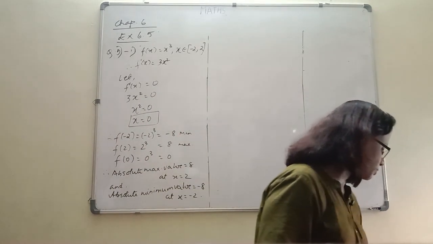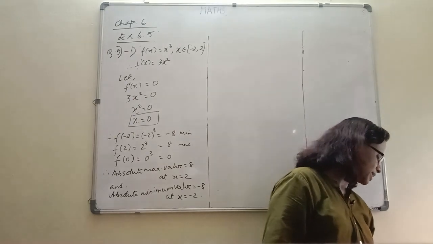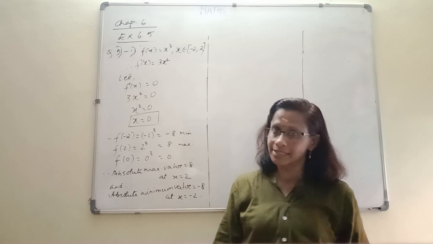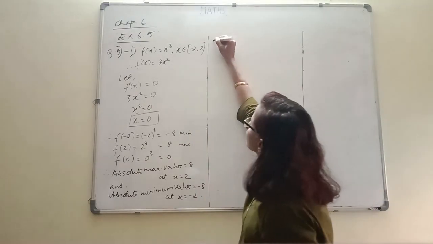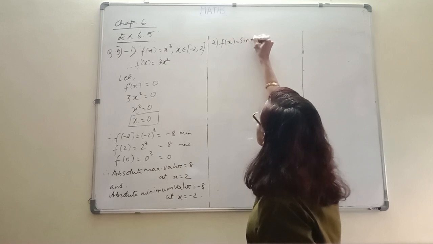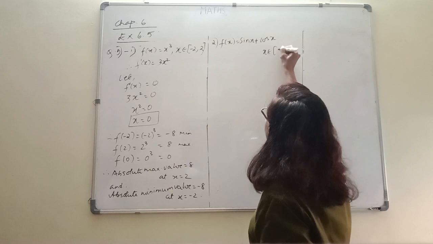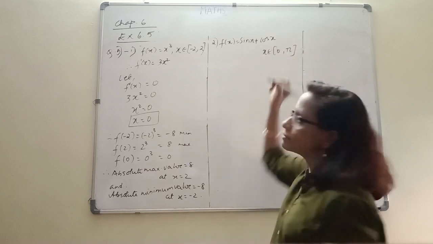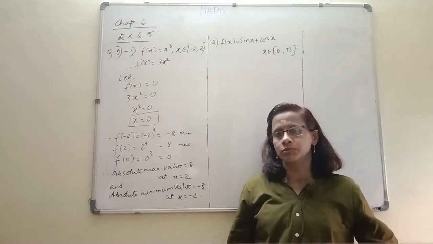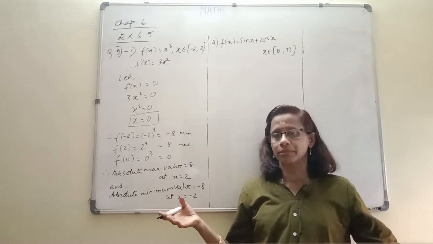So let's take the second sub-question, which is as usual a trigonometry question. You have f of x becoming sin x plus cos x when x takes the value between 0 and pi. Let's see it right away. We have the second question which says that f of x is sin x plus cos x. And they say that x takes the value between 0 and pi. That means they give us a closed interval between 0 and pi, and they ask us to find out the absolute maximum and minimum value.